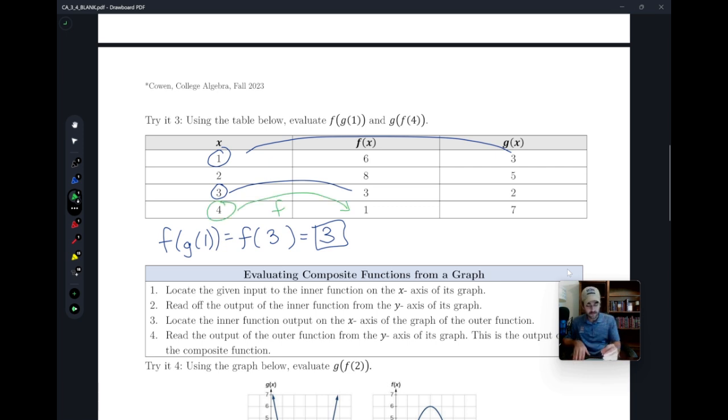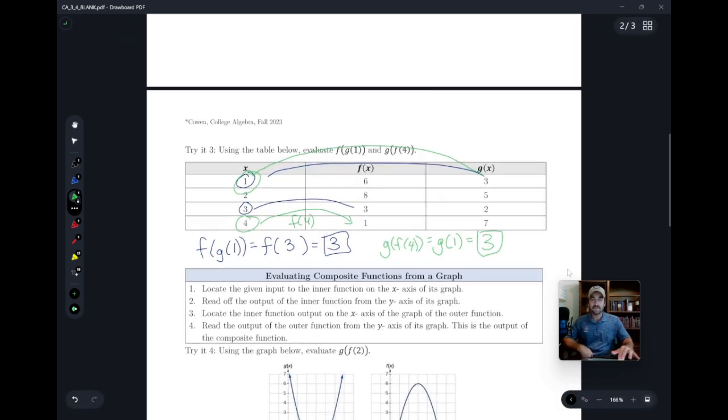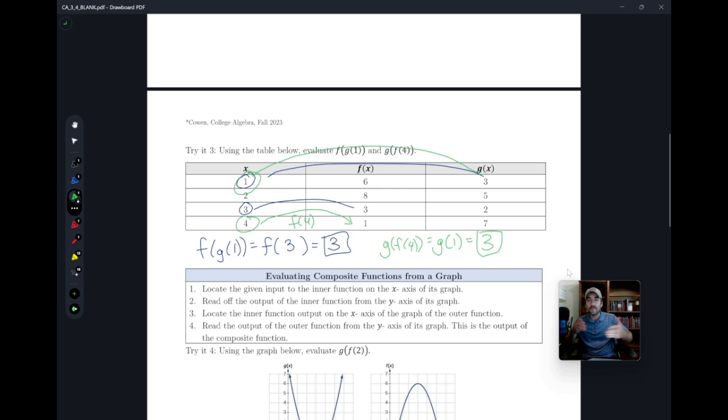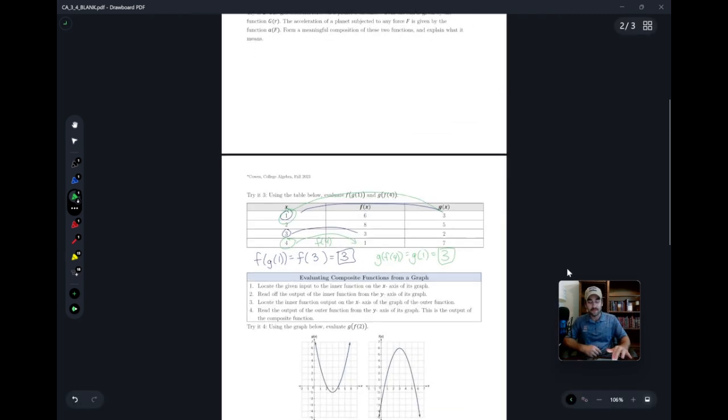There's f of 4 in green. So f of 4 was 1, and so g of f of 4 is the same thing as g of 1, which is the same thing as, oh look, we've already done that once today, 3. So we've got ourselves how to solve composed or compositional functions.